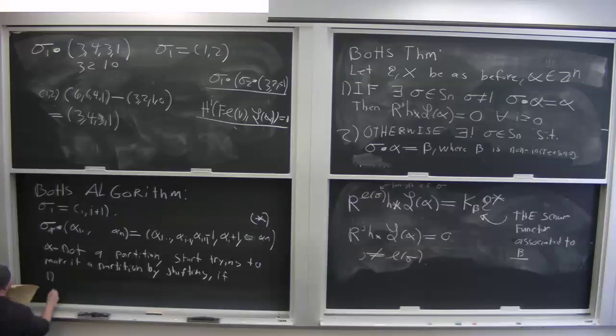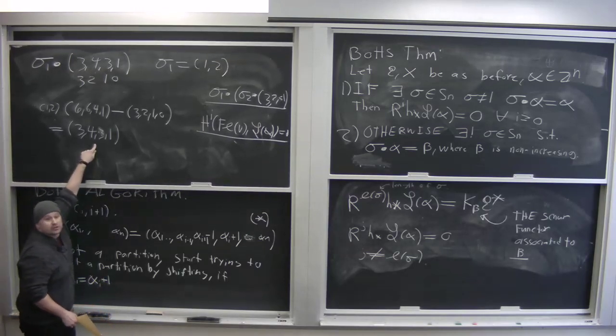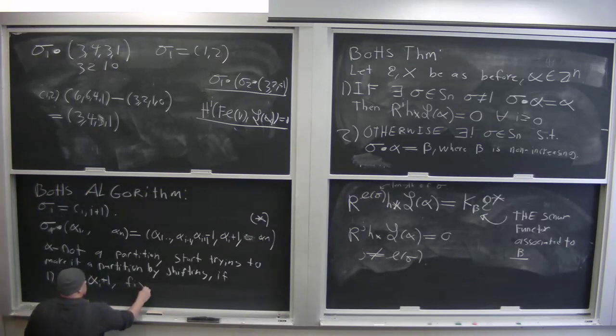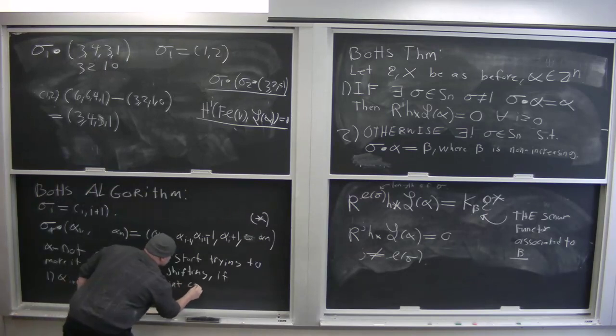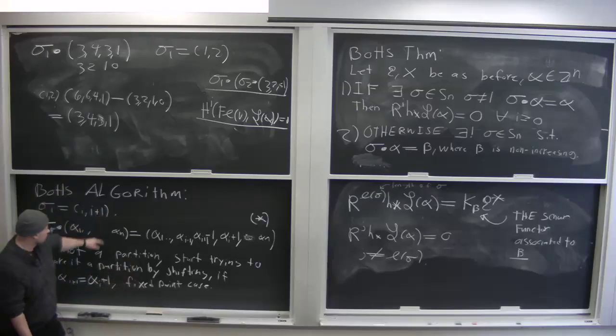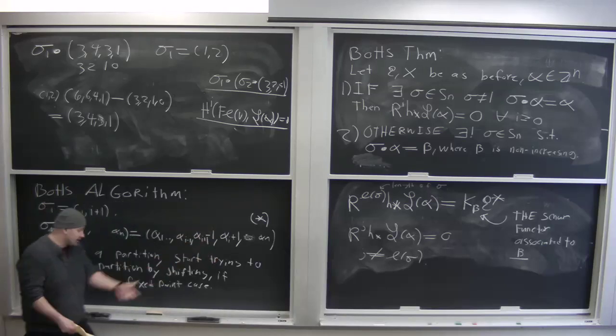One, you start doing this, and at some point, what could happen? Well, alpha i+1 is equal to alpha i+1. So here, that was this situation here. So then this is the fixed point case. You can't ever hope to make it a partition, because at some point you get to this place here where you have this. If you shifted it, you would get a repeated entry.